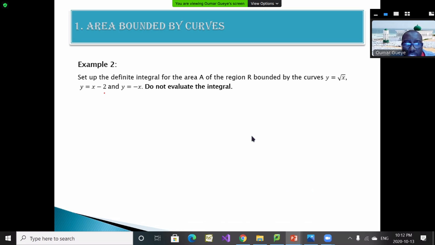So all combinations in this case are first function and the second one, first function and the third one, and second function and the third. So we have three combinations. Okay, three possible combinations. So I'm going to split here into three parts and we will solve each of these. Again, I just want to get the x coordinates of the intersection points.